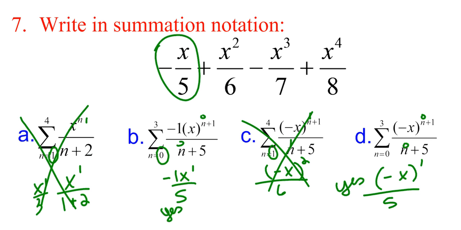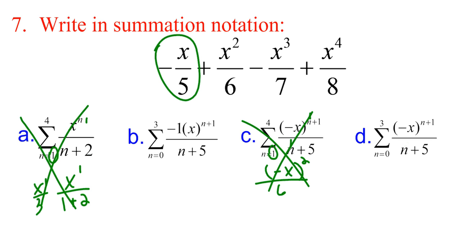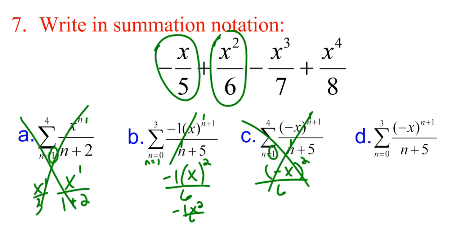So now I have to check the second term. So I'm going to erase my work so I can keep everything up here for you, but you would just work below this. So now in B and D, I'm going to plug in the next term. So the next term in the sequence is n equals 1. See? So I'm going to plug a 1 in here. I have negative 1 times x to the second over 6. That doesn't work, because when I take the parentheses away, I have this. And this second term is positive. So this one's not checking.